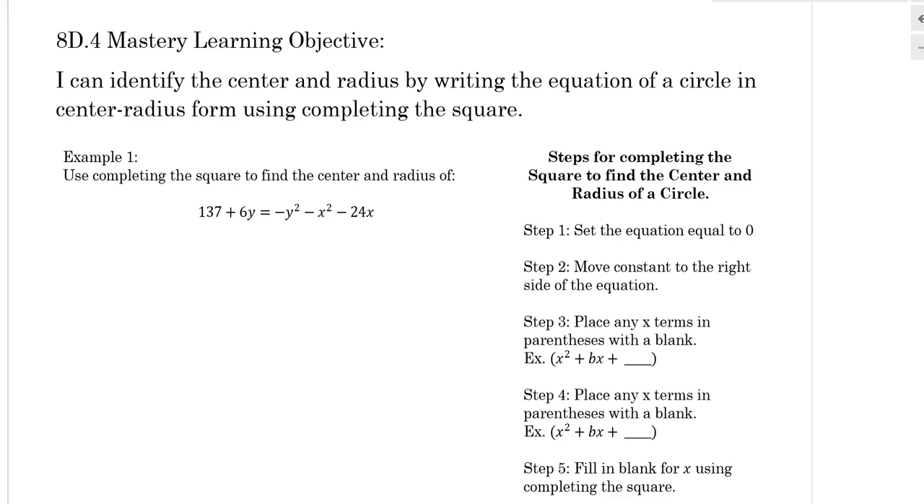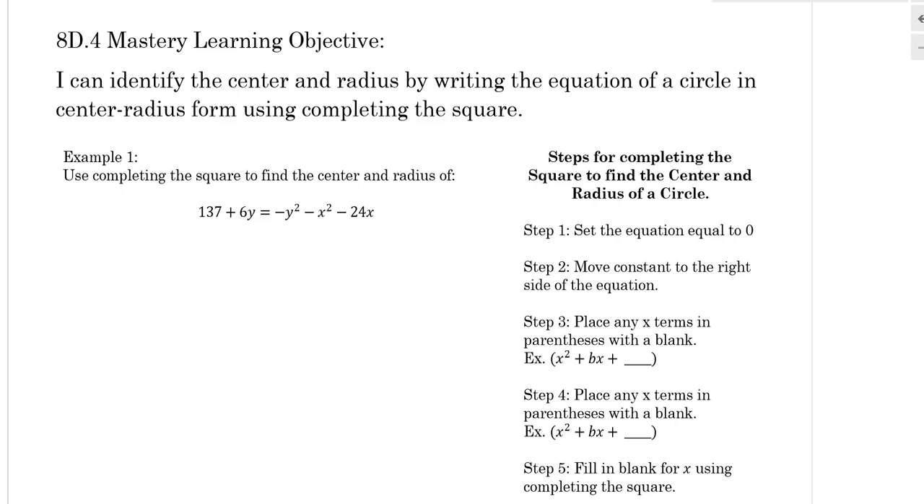All right, 8D.4, our last set of notes for this entire year. I can identify the center and radius by writing the equation of a circle in center-radius form using completing the square. Look at that. It's still the same MLO. We're just adding another step to it.